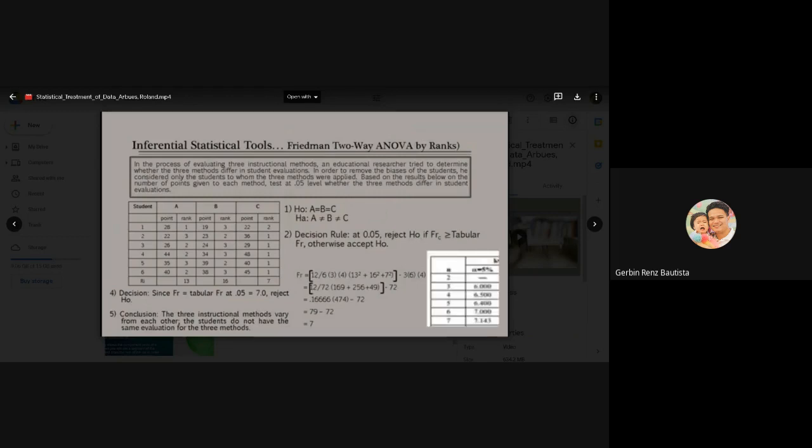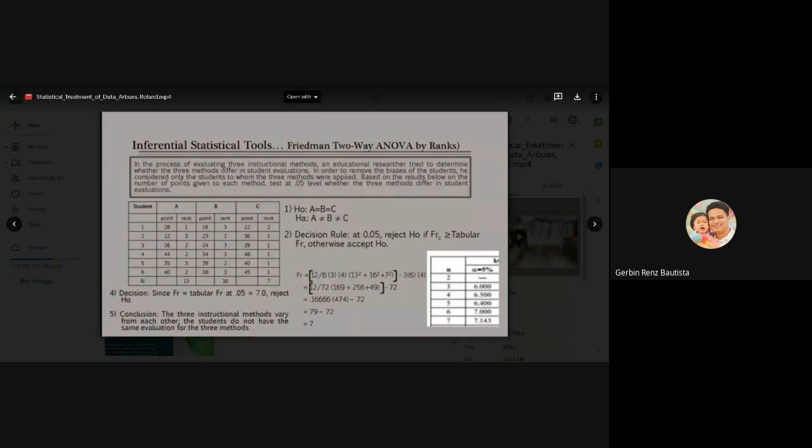As an example of the Friedman two-way ANOVA by ranks, consider the following example. In the process of evaluating three instructional methods, an educational researcher tried to determine whether the three methods differ in student evaluations. In order to remove the biases of the students, he considered only the students to whom the three methods were applied. Based on the results below, on the number of points given to each method, test at 0.05 level of significance whether the three methods differ in student evaluations.